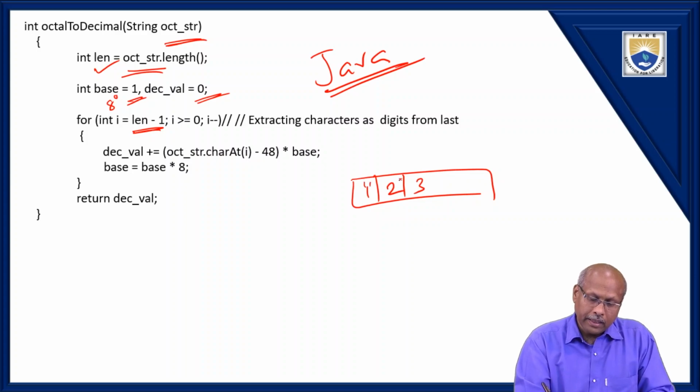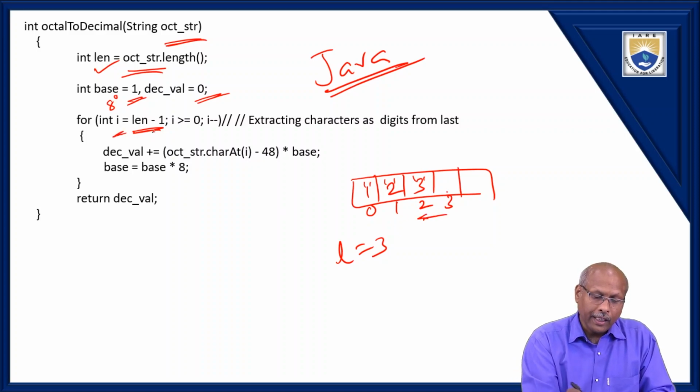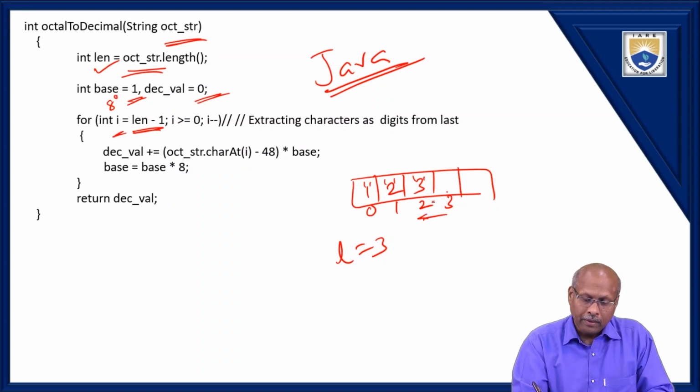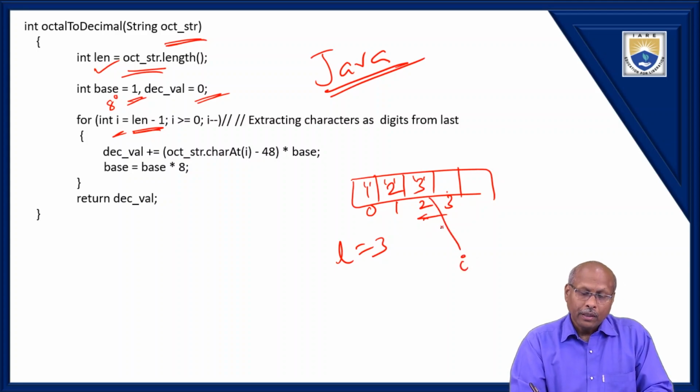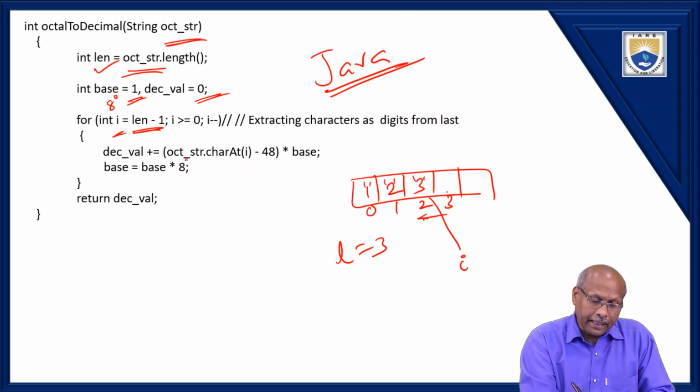1 is a character, 2 is a character, and 3 is a character. Now here, what is the length? The length is 3, but the index starts from 0: 0, 1, 2. So the third index has nothing there, so I should come one step back. For that purpose, I equals length minus 1. When I write i equals length minus 1, this i becomes 2. So I will be responding to the second place. Whatever character is available at the second place, I subtract 48 from that character value.